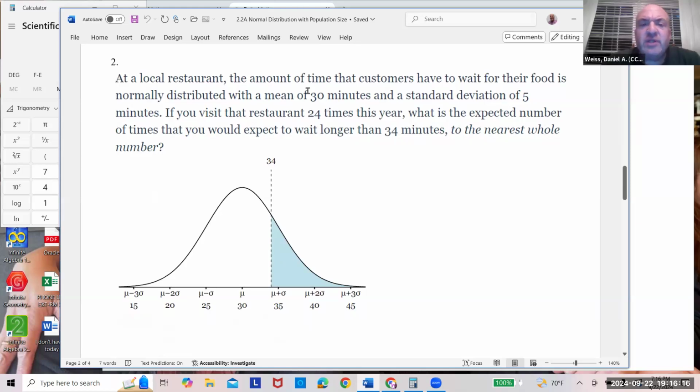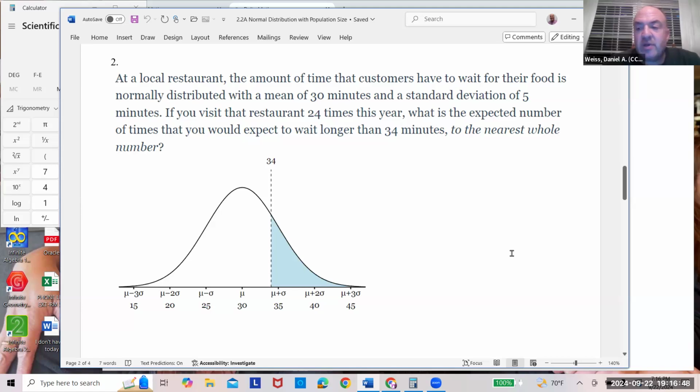At a local restaurant, the amount of time that customers have to wait for their food is normally distributed with a mean of 30, standard deviation of 5 minutes. If you visit that restaurant 24 times this year, what is the expected number of times that you would expect to wait longer than 34 minutes? Notice there aren't two numbers here. There's just the one, which looks like this. See, it's just one number, 34 and higher.